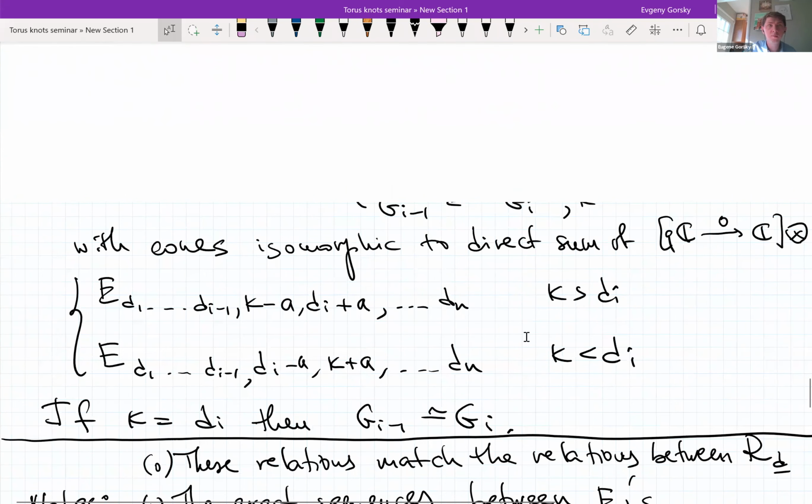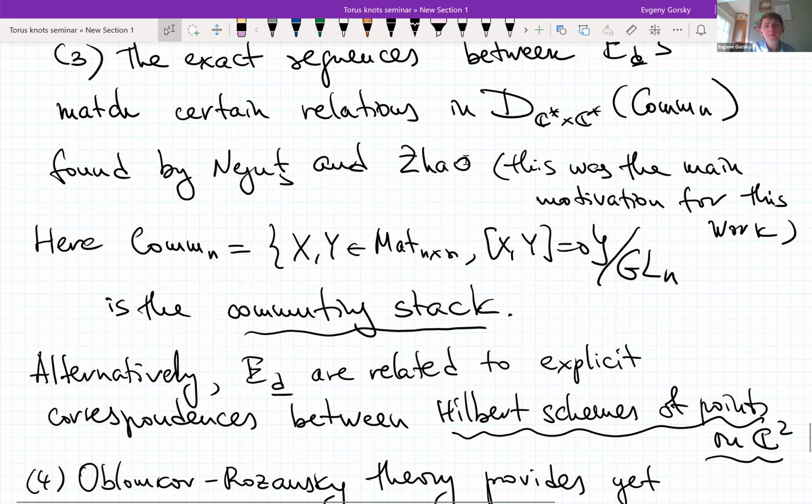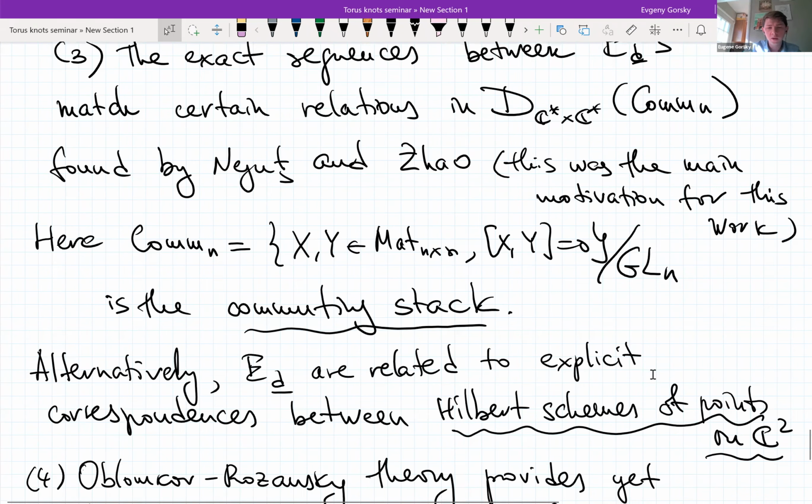So in particular, there are maps in the correct direction between these different E_G's. And then the relations between them match on the nose. And also, in the original paper of Andrei, you can interpret this as some correspondences between Hilbert schemes of points on C^2. So these relations and the maps are not completely random. And E_G's correspond to some interesting line bundles on some Hilbert schemes.